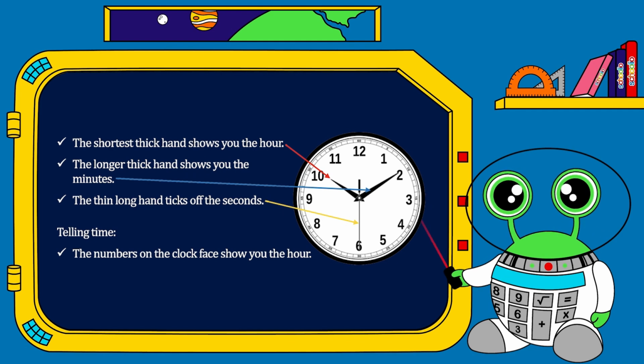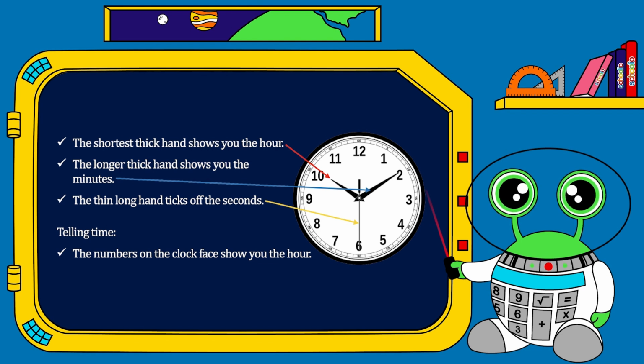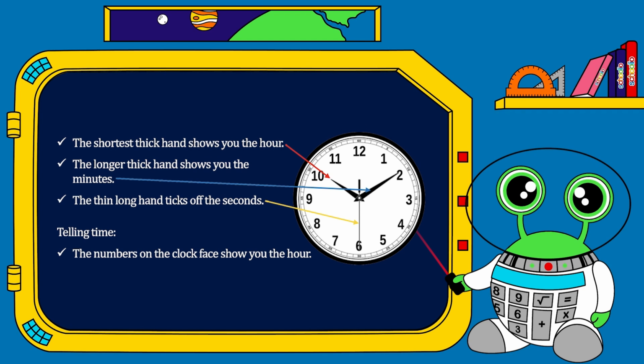The sticks that point at the numbers are called the hands of the clock. The short, thick hand shows you the hour. The longer, thick hand shows you the minutes. The thin, long hand ticks off the seconds.